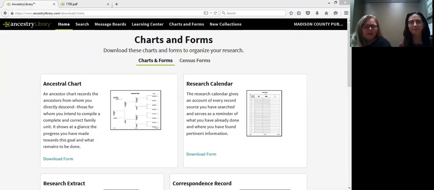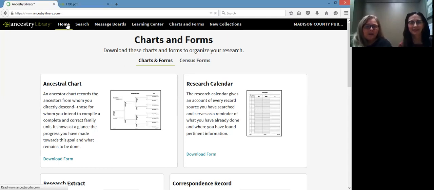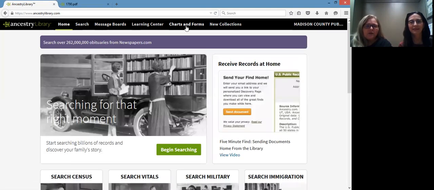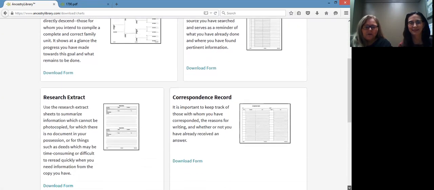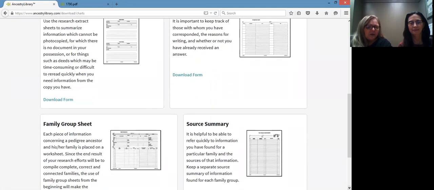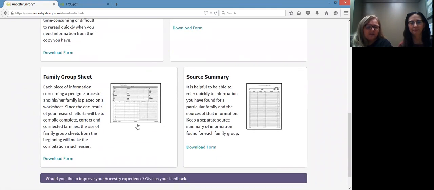All right, so I'm going to share my screen. I probably should show you how to get to this part first. So always go back to the home screen, go across to charts and forms, and there you are. To begin with, there are several charts and forms on here that you can use. The two that Peggy and I use the most are the family group sheet, which is here, and I'll go ahead and download it while we're here.